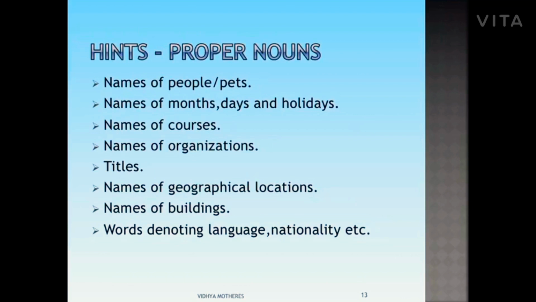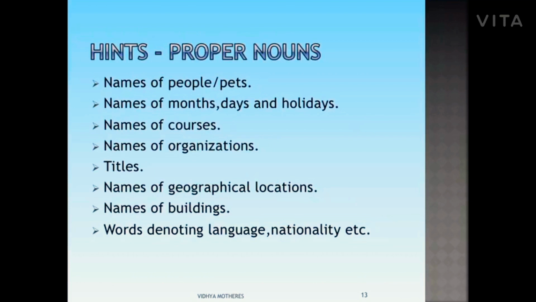Example, when we consider the brand Apple, Apple is the specific name given to that particular brand. It is used as a proper noun. But when we consider apple as a fruit, fruits and vegetables are common nouns. So we will not capitalize them unless they appear at the beginning of a sentence or in a heading. Titles, example, President Obama or Prime Minister so and so. So all these are proper nouns.